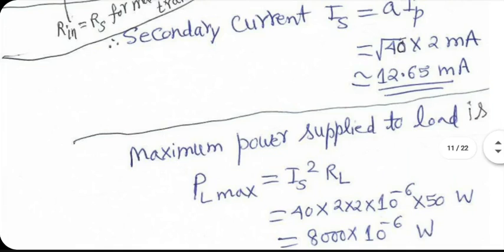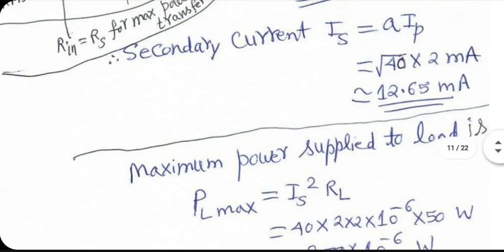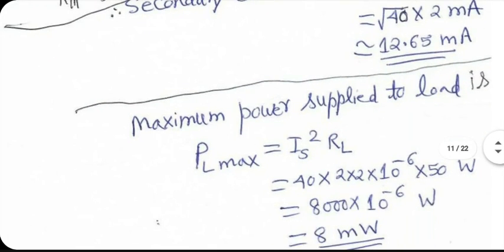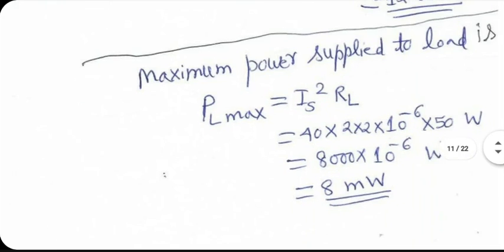Now maximum power supplied will be obviously Is square RL. So do the calculation. Is is 12.65 milliampere. Square it, multiplied by 50. You should get about 8 milliwatt. That's the answer.